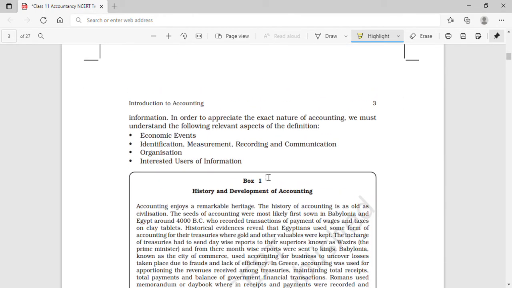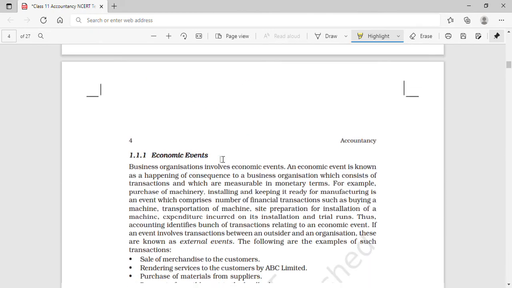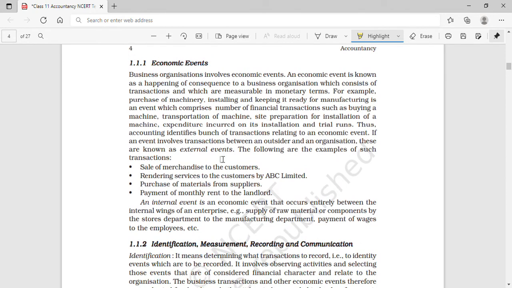Next. In order to appreciate the exact nature of accounting, we must identify the economic events. You need to identify, measure, record and communicate, organize the data, and as I told you, the interested users of the information. Well, let's come to the economic events. What is an economic event? An economic event is one which will affect the business's decision-making ability. What are the consequences? What are the internal and external factors that will affect your business? In terms of what? In terms of your monetary. What is a monetary term? It basically means your cash.